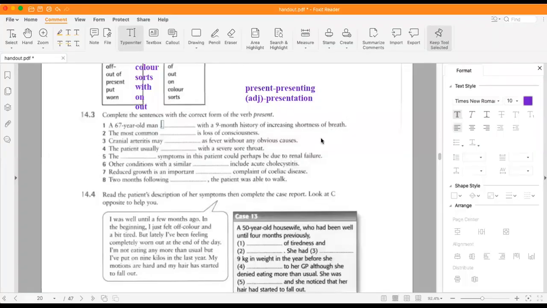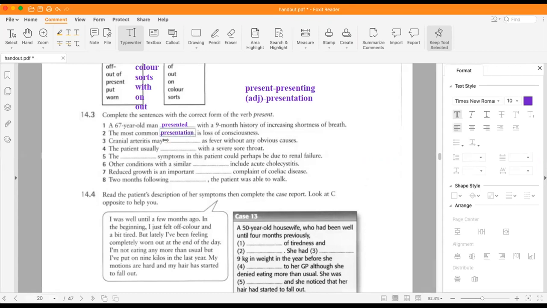Number 1, a 67-year-old man blank with a 9-month history of increasing shortness of breath. So here, of course, will be a verb. So we will say presented. Number 2, the most common what is loss of consciousness. Here we will use a noun. The most common presentation.